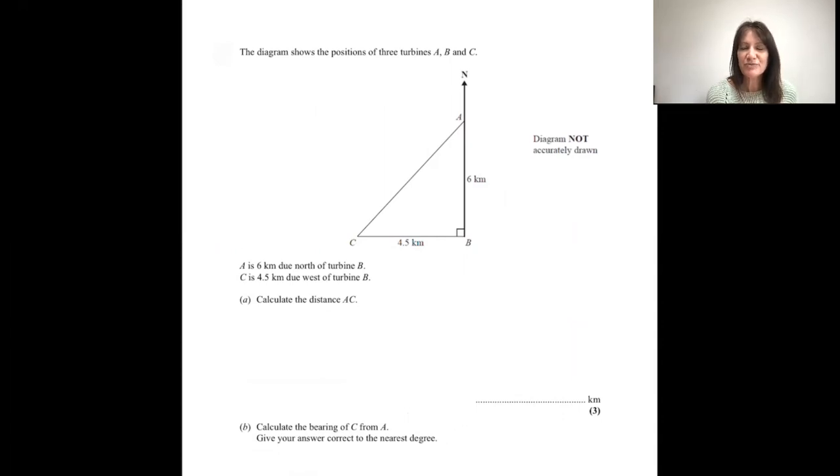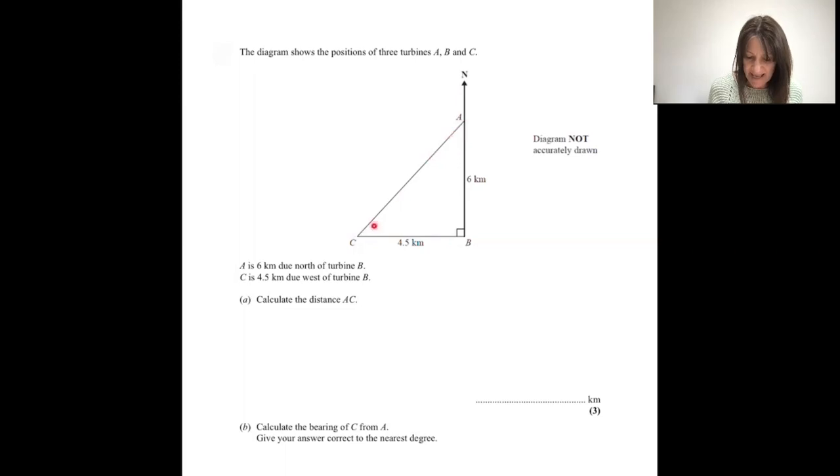Okay, so the story is about turbines A, B, and C, and they're describing it through what we can actually see in the diagram as well. What they're not pointing out is this here, which is our right angle. At the end of the day, we are looking at a right angled triangle. The first question is asking us to calculate the distance of AC.